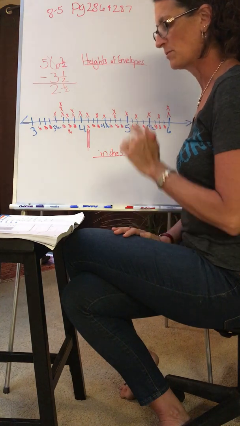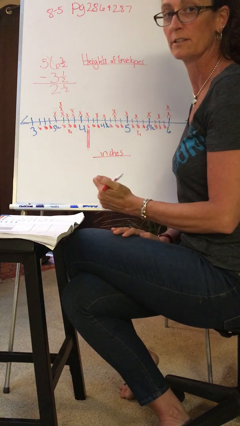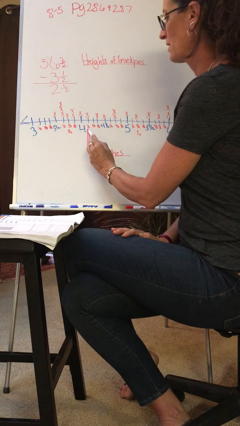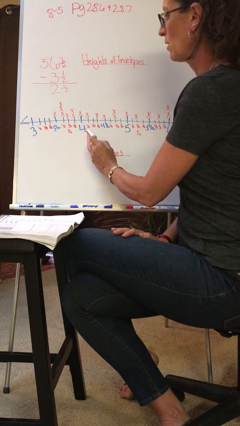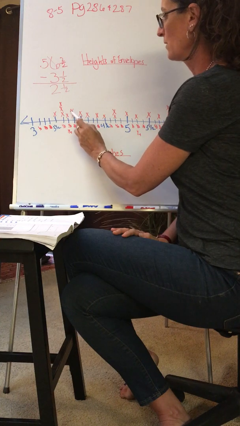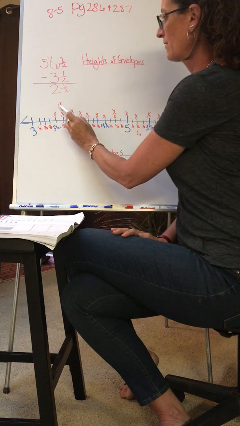How many of the envelopes sold have a height smaller than 4 1/8? So again, we'll go to that 4 1/8. And we won't count it because it needs to be smaller. 1, 2, 3, 4, 5, 6, 7, 8.